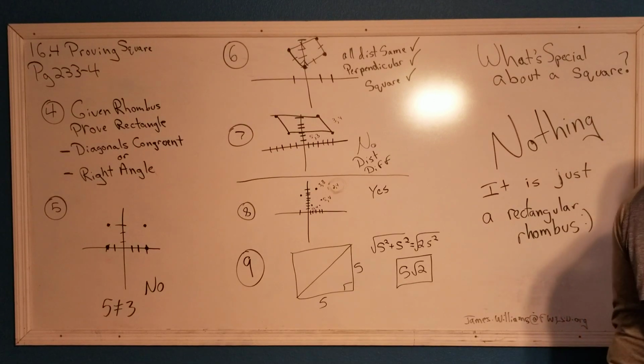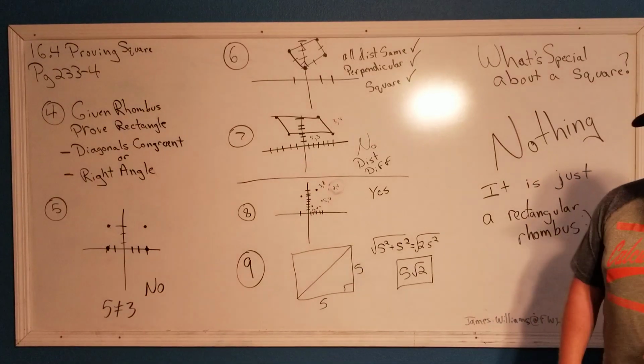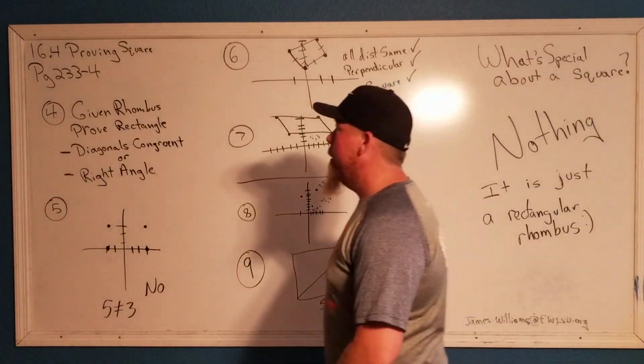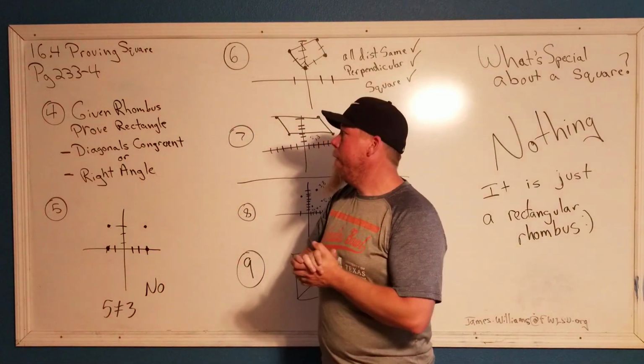This is activity 16.4. We are looking at problems 4 through 9. I'm going to run through the answers, and then I'm going to give you your homework assignment, okay? So we're looking at pages 233 through 234 in your PDF file.